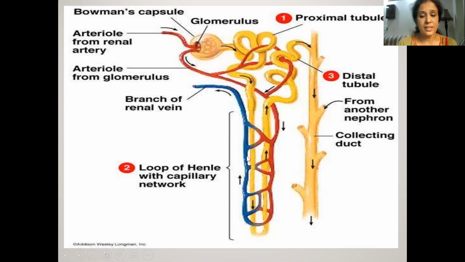And remember, the length of the Henle's loop is related to the reabsorption of water. The longer the loop, the more the reabsorption of water. It means camels have the longest Henle's loop, and fishes do not have any Henle's loop or have a very small loop. Now almost all the salts and water are reabsorbed in this.